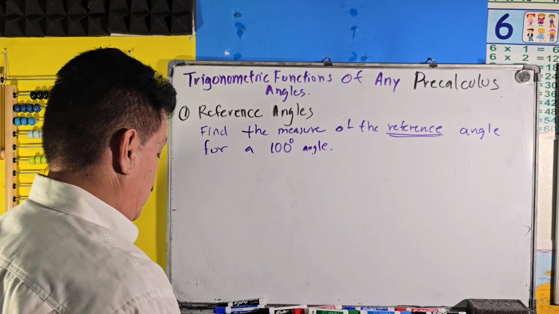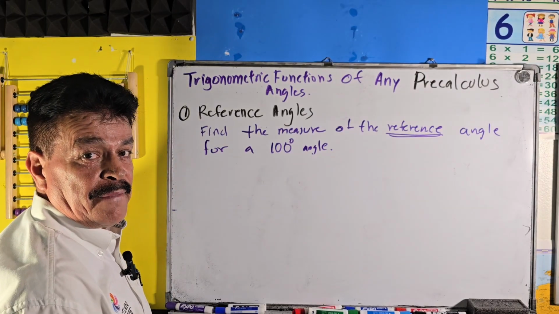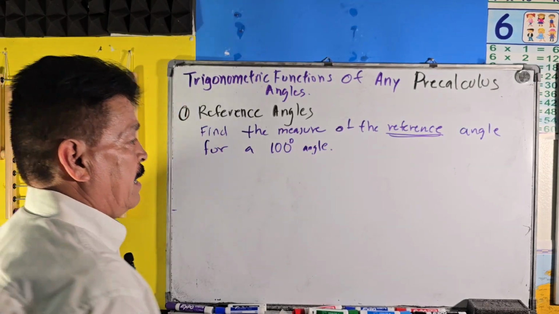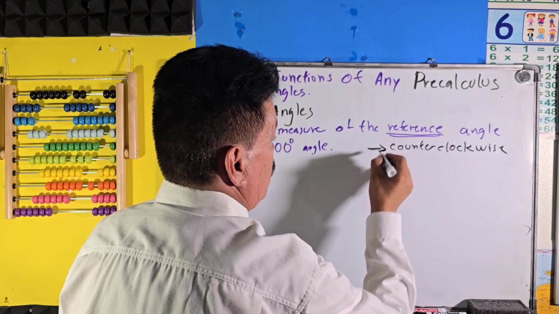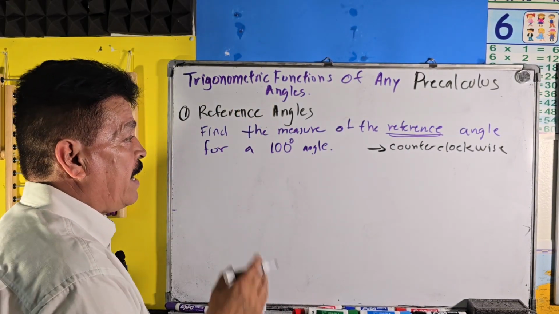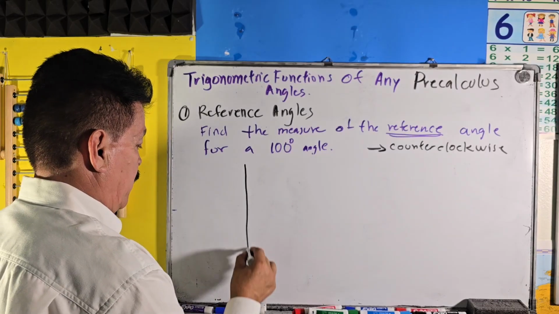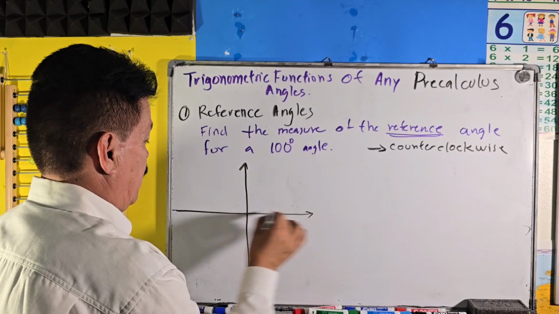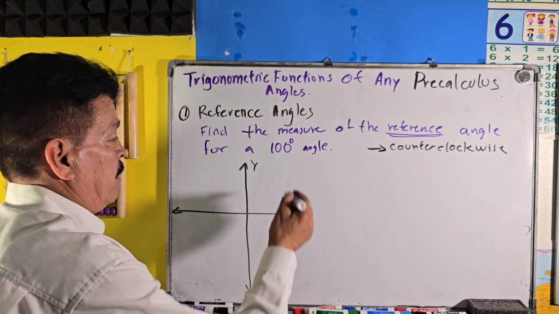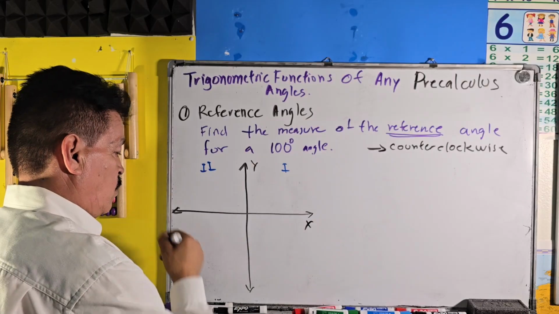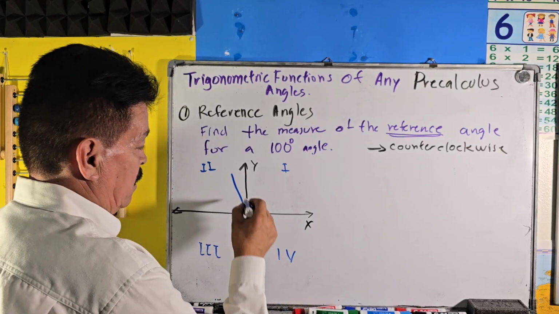Again, we have to make the picture. This angle is positive, so the rotation is counterclockwise. So rotate 100 degrees counterclockwise. Let me show you here. This is Y, this is X. We have quadrant number 1, quadrant number 2, and quadrants 3 and 4. So this is 100.